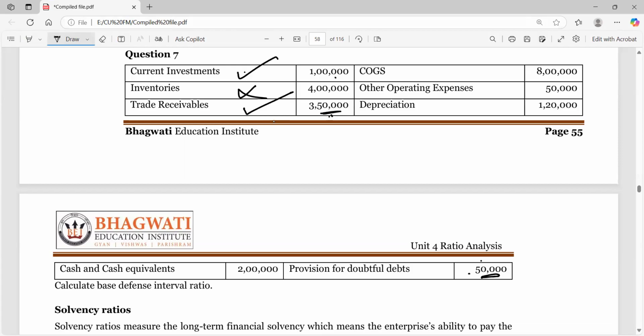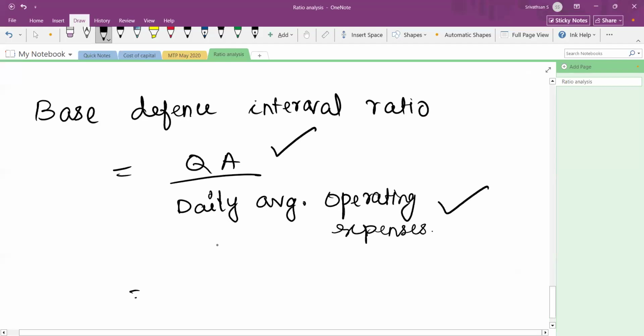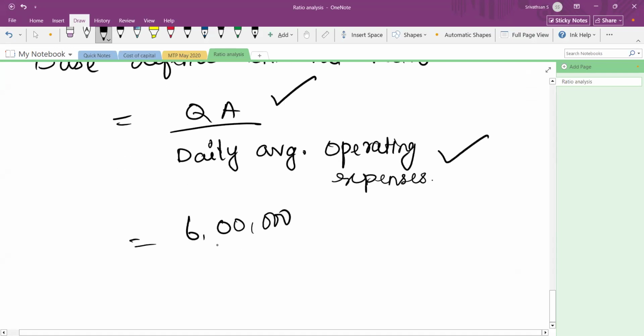Cash and cash equivalents will be included or not? Yes. So what is the total quick asset? 6 lakhs. So quick asset is equal to 6 lakh rupees. Is this clear to everyone? Any doubt? Daily average operating expenses.